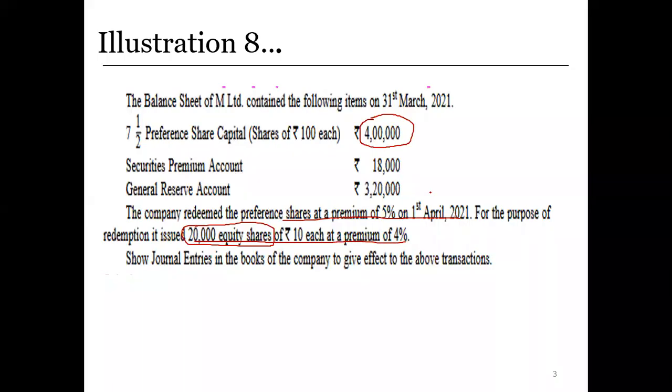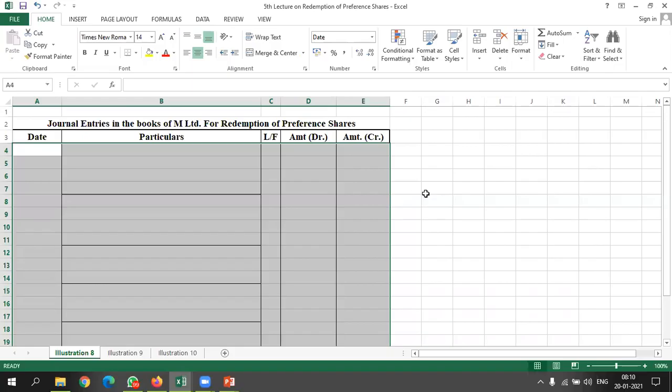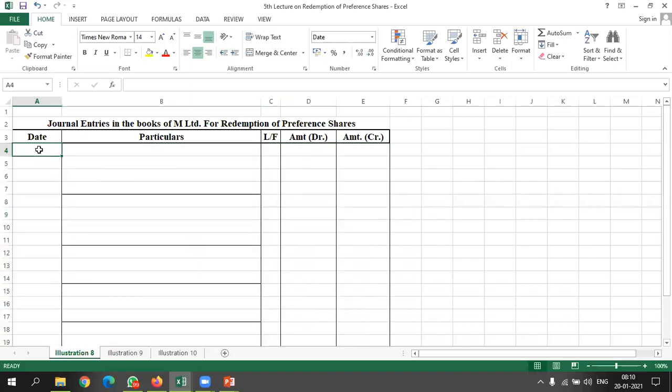On 1st April, we are doing all the activity. We are issuing shares also on 1st April, as well as redemption on 1st April. So 1st April is our date. 1st April 2021. Our first entry will be the issue of equity shares.